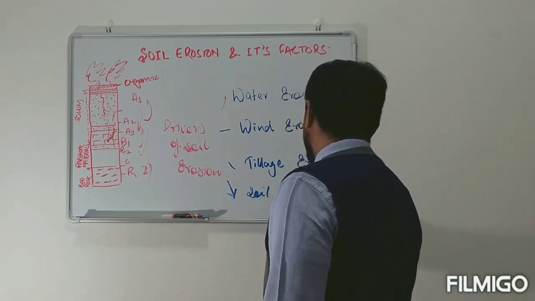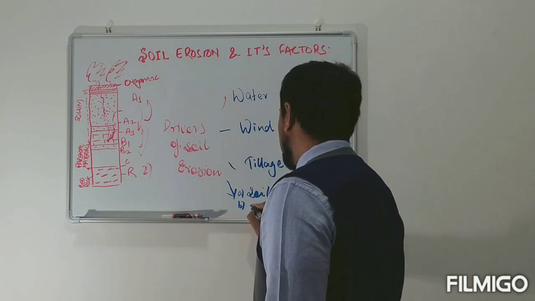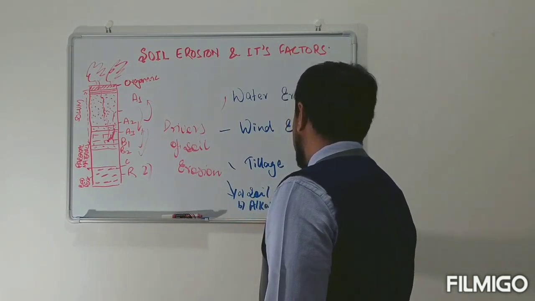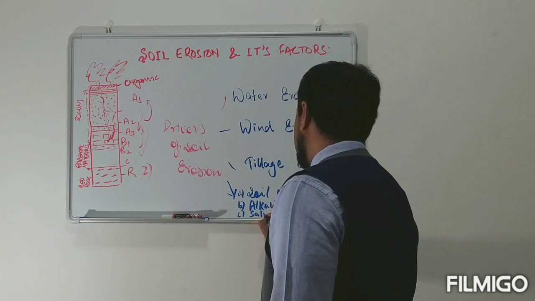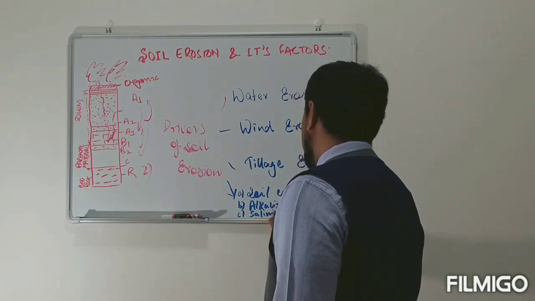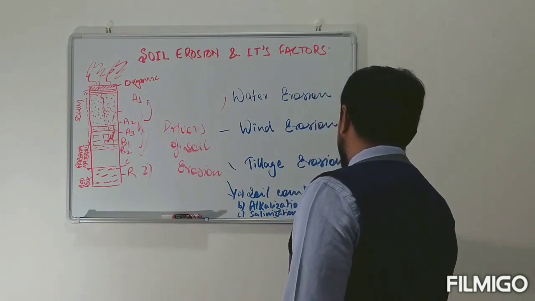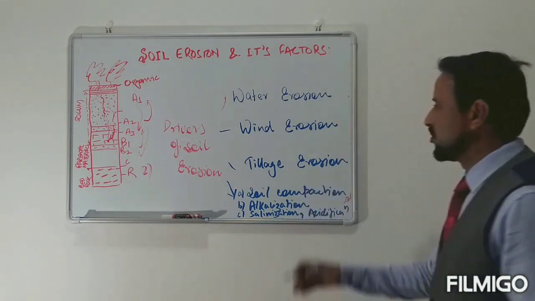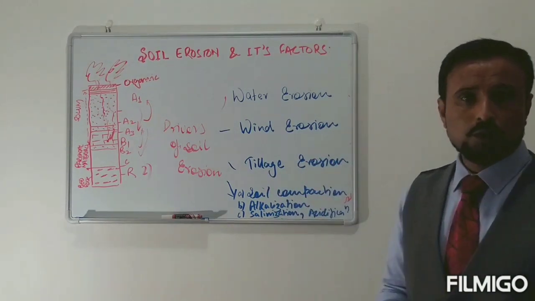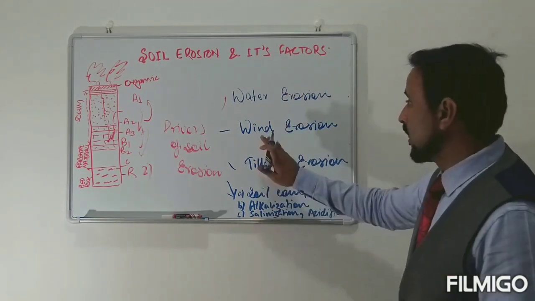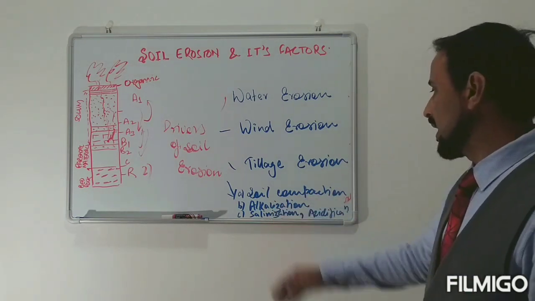Apart from these, there are many other factors also, like soil compaction, alkalization, then salinization, acidification. Majorly, most of the erosion that happens in a particular soil is by water erosion, followed by wind erosion, then tillage erosion, and apart from these there are many other factors like soil compaction, alkalization, salinization.